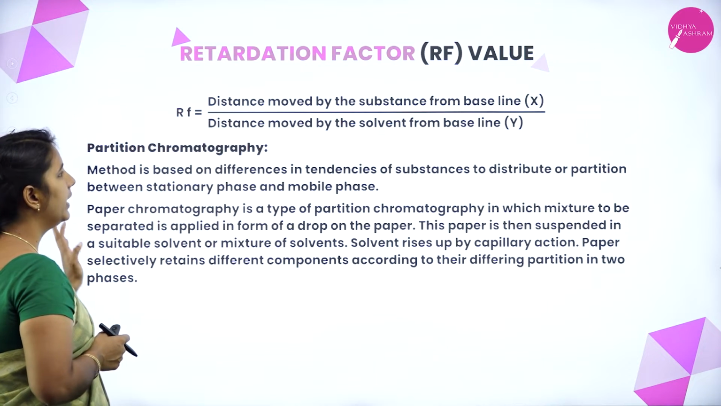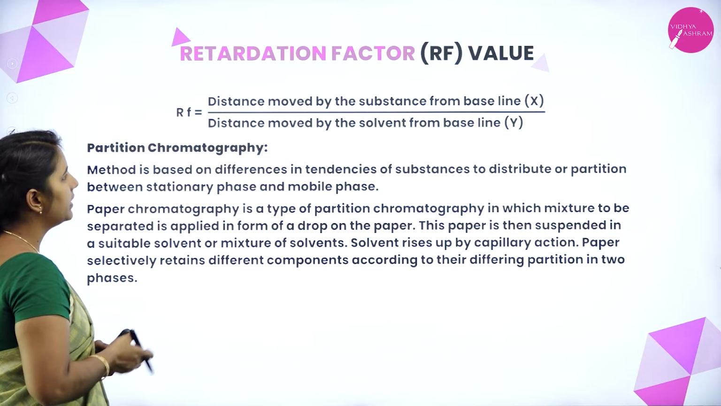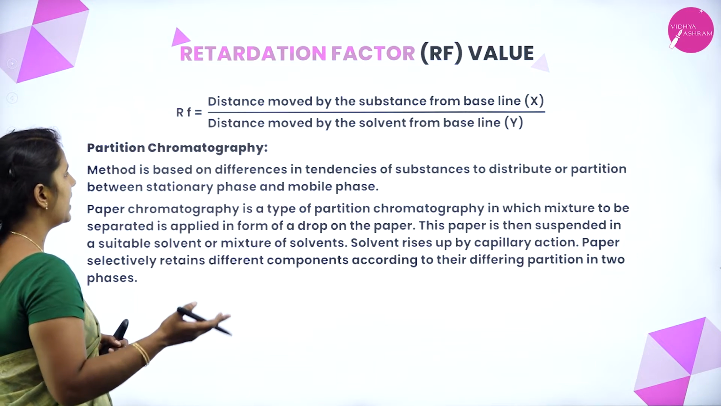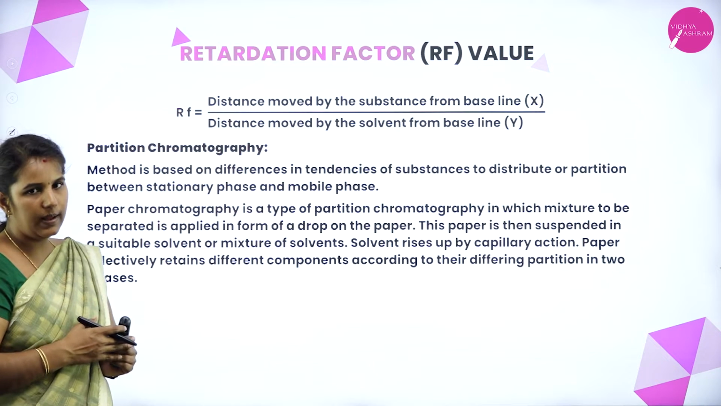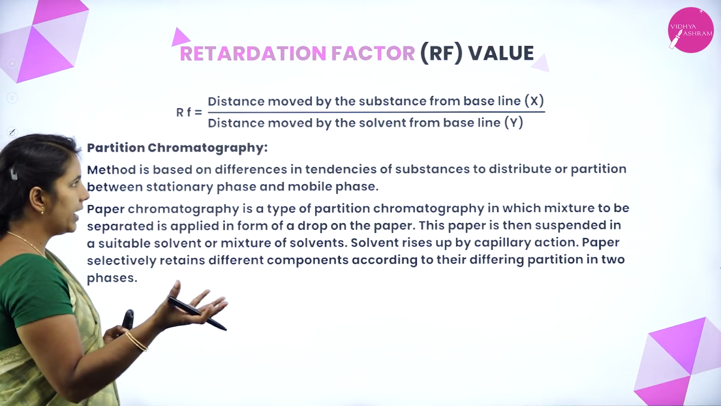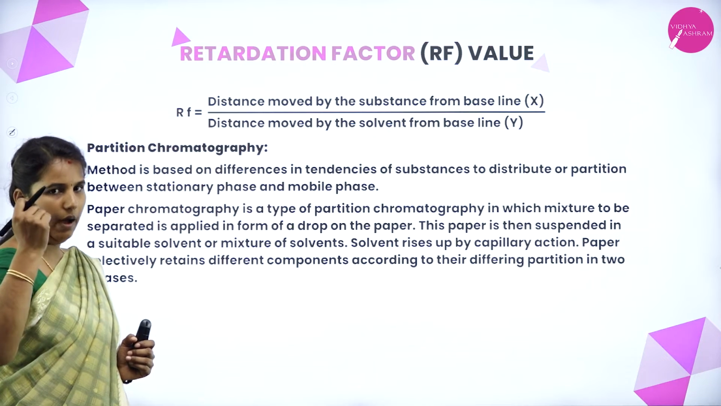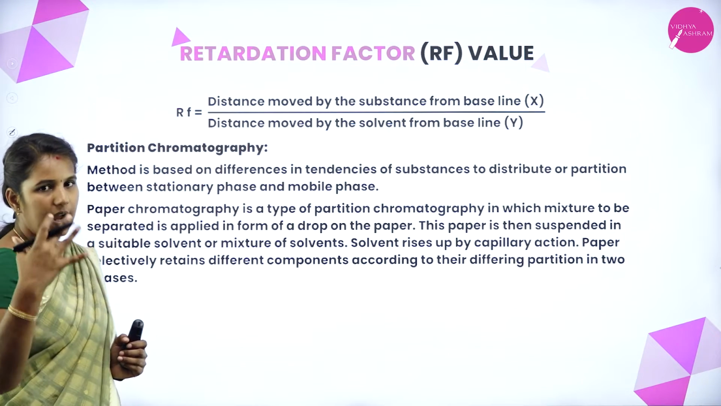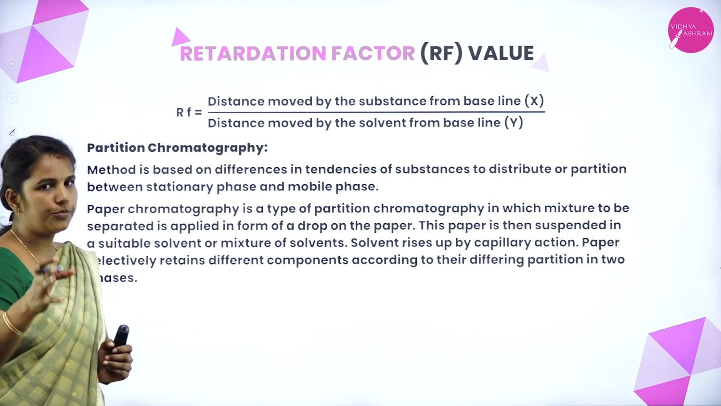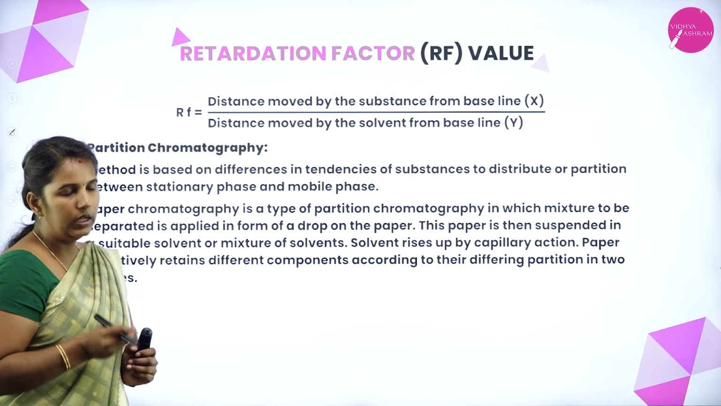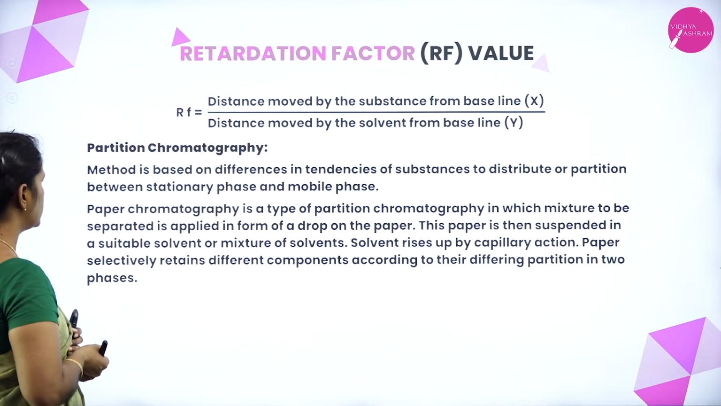Next we have the retardation factor, which we also call the Rf factor. It is obtained by a formula: the distance moved by the substance from the baseline divided by the distance moved by the solvent from the baseline. So you take the mixture. How does it move from the baseline upward? Whereas your solvent, how does it move from the baseline upward? You must know these distances. If you put in those values, you will know how to calculate the Rf value also.